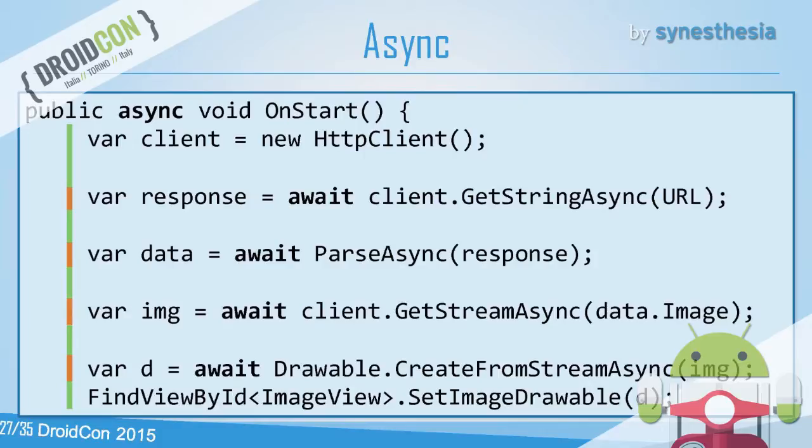So, sorry about that. What you're going to do is, this onStart of course runs on the UI thread, okay? You'll see the green parts are UI thread, the red parts are background threads. So what you're going to do is tell the compiler that you want to do async work by putting the async keyword on top. Then you say, okay, get me a string from the network in an asynchronous fashion. You await, and you get the HTTP request, and you wait till it completes.